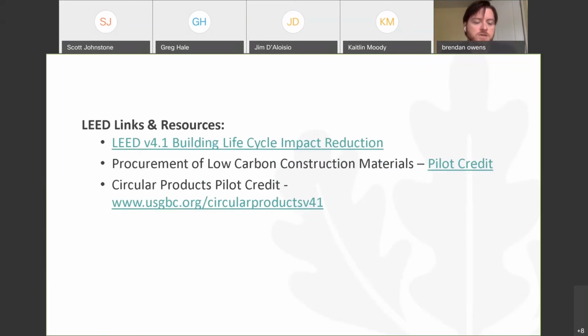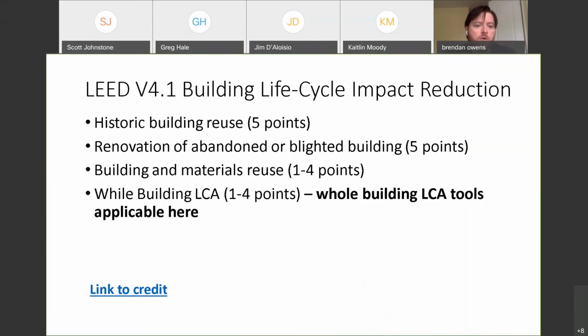The discussion here is about how the application of the whole building LCA tools is addressed in LEED version 4.1, the Building Lifecycle Impact Reduction Credit, which is one of the most important materials and resources credits in the rating system. We prioritize the reuse of existing buildings and blighted buildings, but then when you go down to the use of LCA tools, we are asking project teams to optimize their life cycle assessment for all the different parameters that we've talked about. So you go to the next slide.